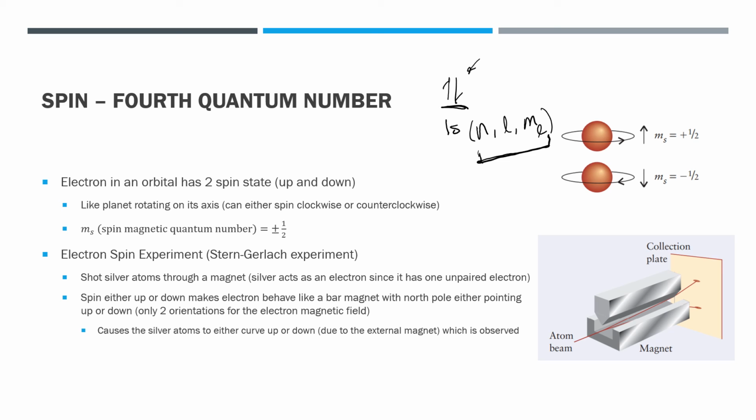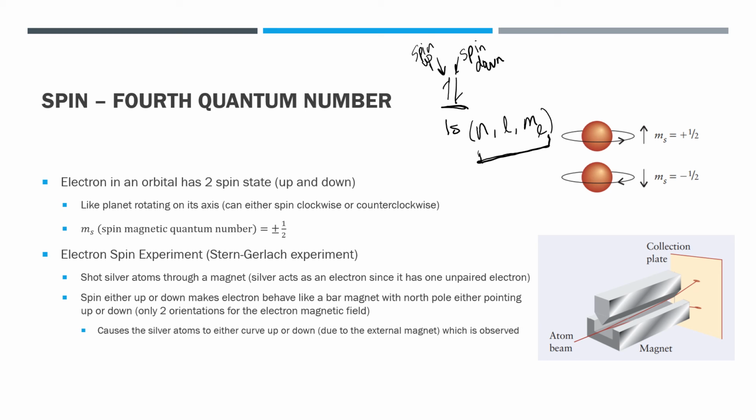But each orbital holds 2 electrons, so we've narrowed it down to 2 electrons. But now we've got to distinguish these 2 electrons from each other. That's where the spin quantum number comes in. The spin quantum number distinguishes these 2 electrons. When I drew this, I drew one electron pointing up and the other pointing down. The one on the left is pointing up, and we call this spin up. The one on the right is pointing down, so we have spin down.